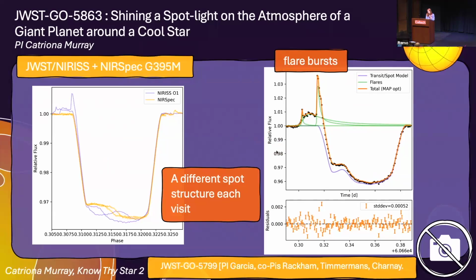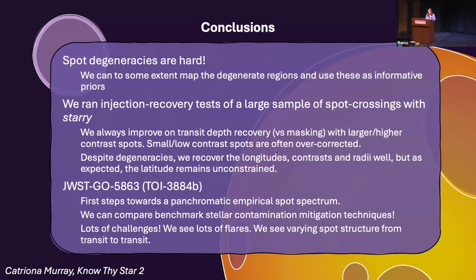And I want to plug that there are 3 more observations of the system coming in May, June with the GO 5799 program, PI Leonel Garcia. And with those observations, 6 months apart, we might be able to disentangle not only the rotation of these spots, but also maybe the evolution over time, if we can get a good model on that. So I'll just leave my conclusions up since I'm running low on time. Thank you very much.